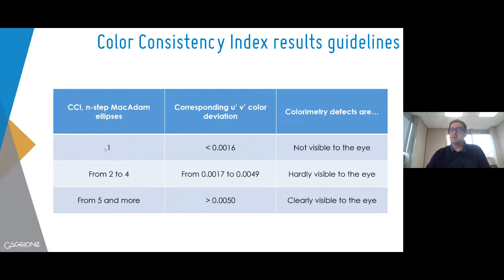So just some guidelines. Perfect will be 1. Good enough for some markets will be between 2 and 4. Usually 2 to 3 ellipses will match customer specification, but it depends.